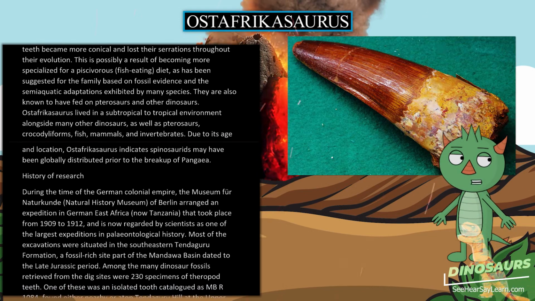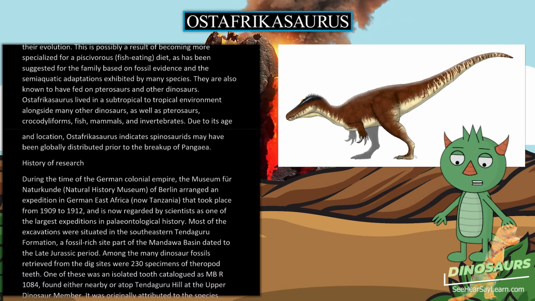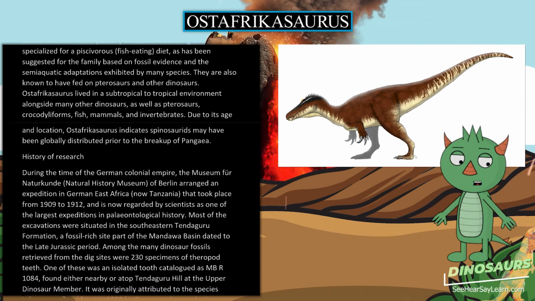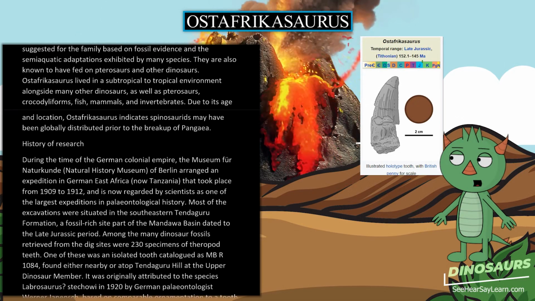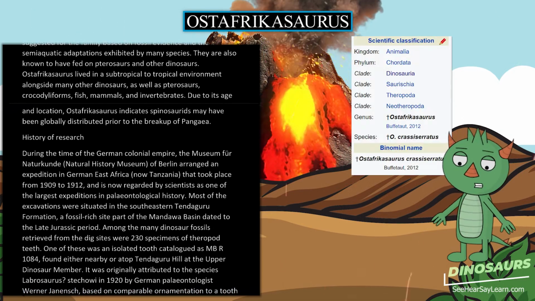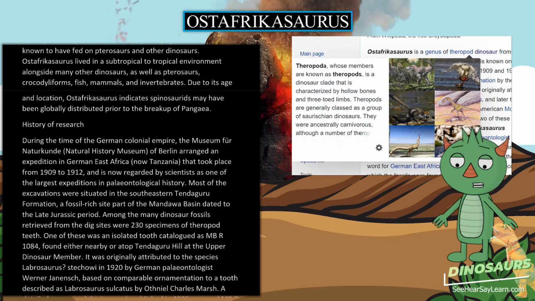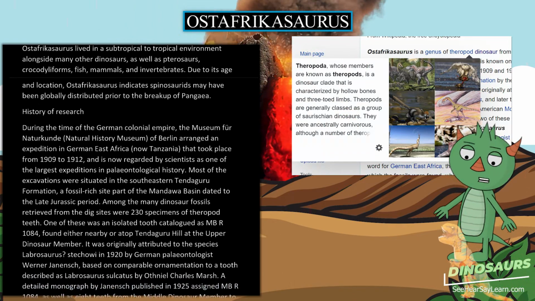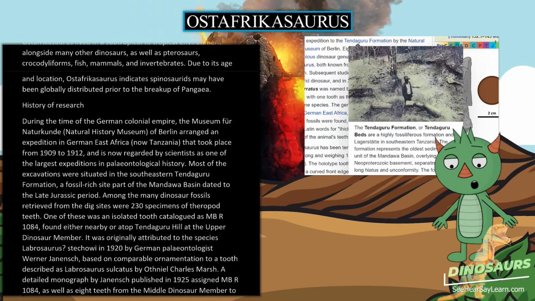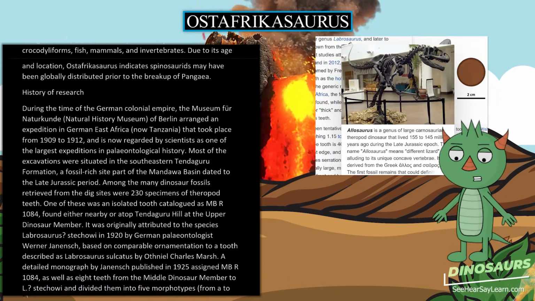History of research. During the time of the German colonial empire, the Museum für Naturkunde, Natural History Museum, of Berlin arranged an expedition in German East Africa, now Tanzania, that took place from 1909 to 1912, and is now regarded by scientists as one of the largest expeditions in paleontological history. Most of the excavations were situated in the southeastern Tendaguru Formation, a fossil-rich site part of the Mandawa Basin dated to the late Jurassic period.